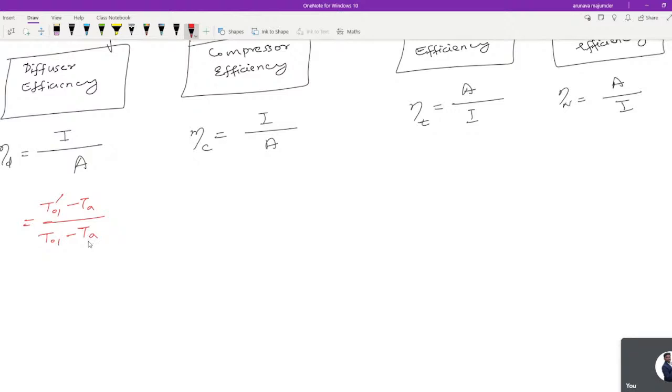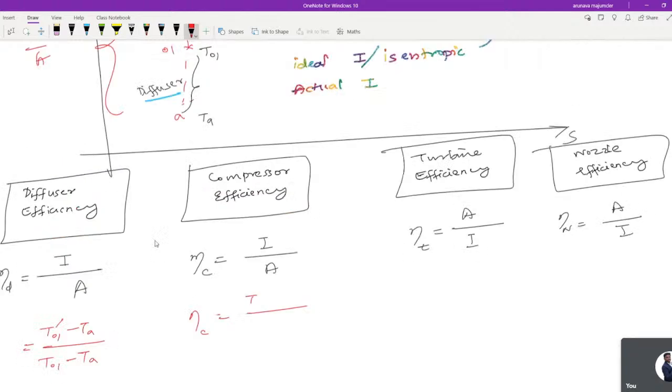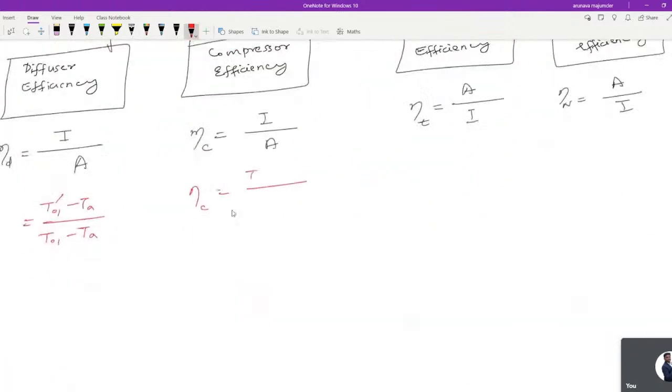Fine. Similarly, what we are going to write here for eta C, it is starting from T naught 1 to T naught 2. So T naught 2 is the highest. I will write first T naught 2 minus T naught 1, T naught 2 minus T naught 1.